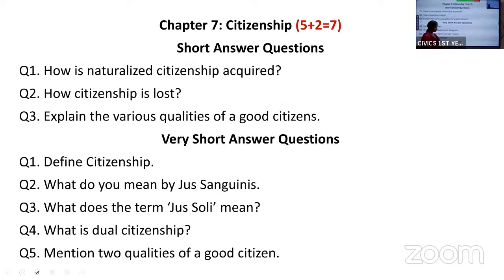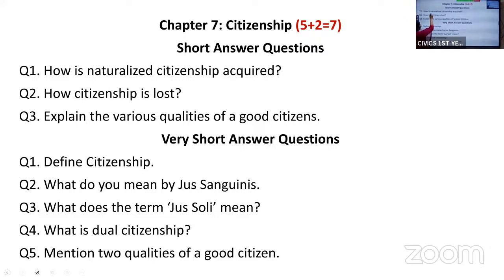Let us move to the next chapter, citizenship. I'm dealing with the seventh chapter, that is citizenship, because it is a very simple and easy chapter, and you have very few questions to learn here. If you learn these questions, you will be able to write one SAQ and one VSAQ. So let us see what are the important questions in this chapter.